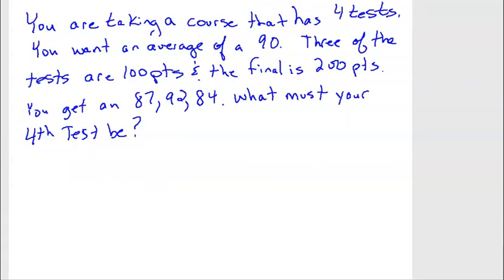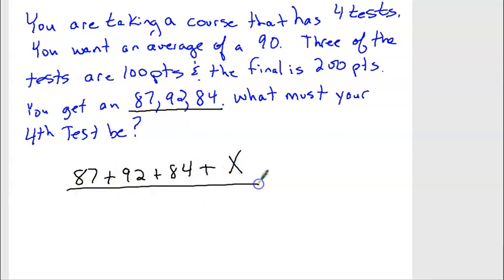On this problem right here, you have 4 tests. Now, I do want to point out to you, it does give you 3 tests. So 87 plus 92 plus 84, and plus some other number and we're going to divide that by 4. That's how you find the average, right? You add them up, divide by 4. And then the average, in this case, they want to get an average of 90.